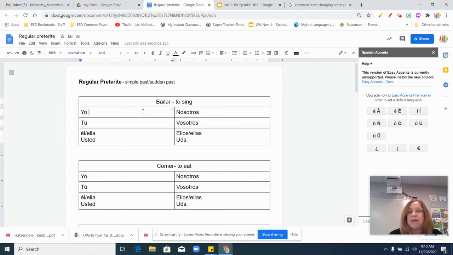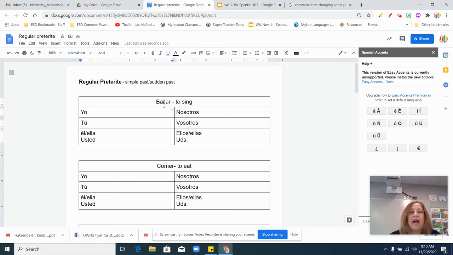About the regular preterite tense, in case you forgot from last year. There are two past tenses in Spanish. Regular preterite is referred to as the simple past. It's something that happens once and it's done. Also referred to as the sudden past.